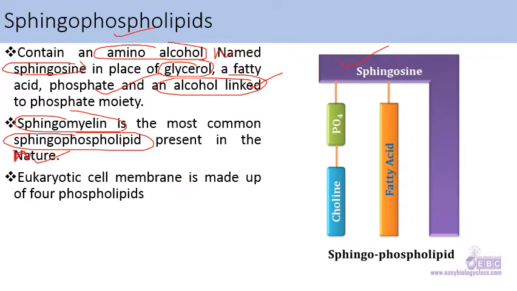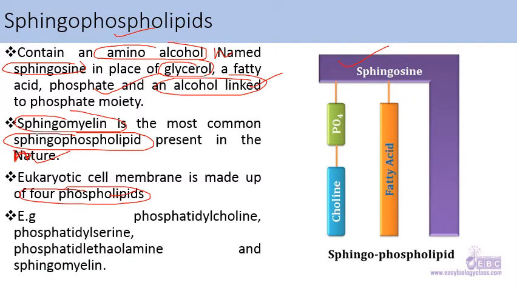And the eukaryotic cell membrane is made up of 4 phospholipids. For example, we have phosphatidylcholine, phosphatidylserine, phosphatidylethanolamine and sphingomyelin. So these 4 basic phospholipids are present in the cell membrane of eukaryotes.